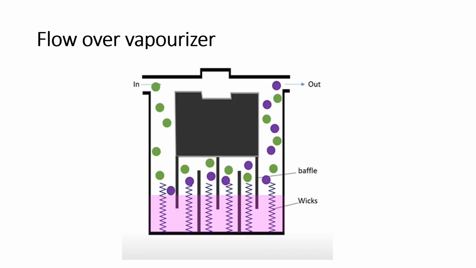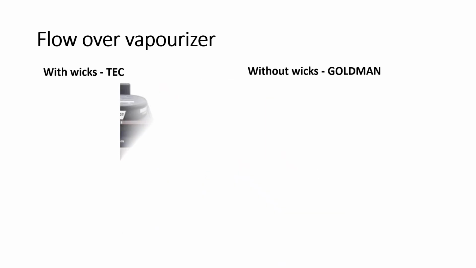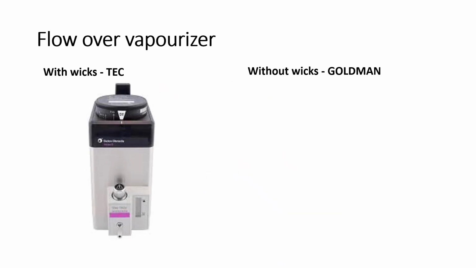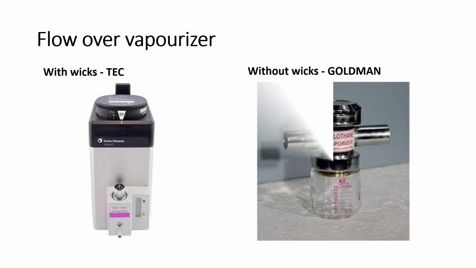Another method is to add baffles or spiral tracts to direct the flow of carrier gas. These structures lengthen the duration of gas over the liquid anesthetic, allowing a prolonged interaction of the carrier gas with the liquid anesthetic, in turn resulting in more efficient vaporization of anesthetic molecules and their pickup by carrier gas. Tec vaporizers use a wick system for consistent anesthetic delivery, while the Goldman vaporizer has a flow-over mechanism without wicks.